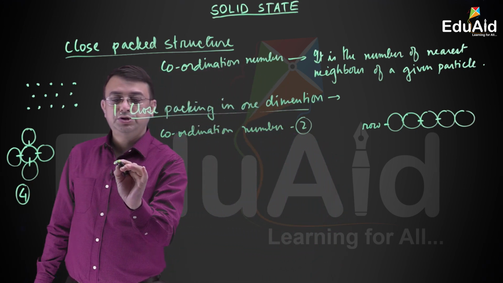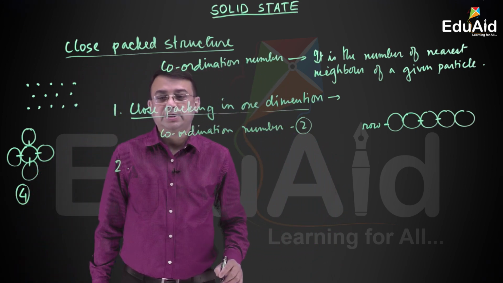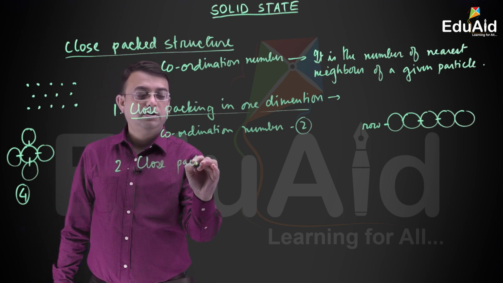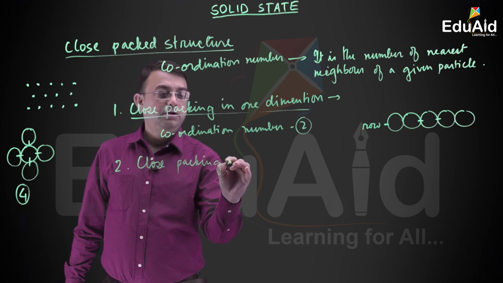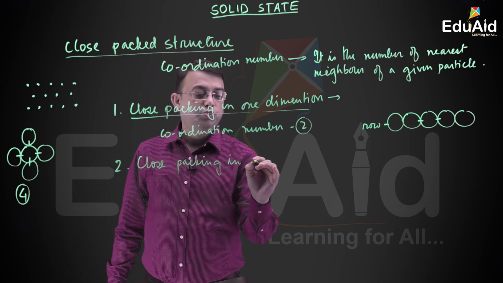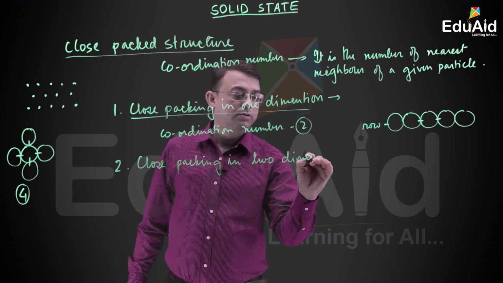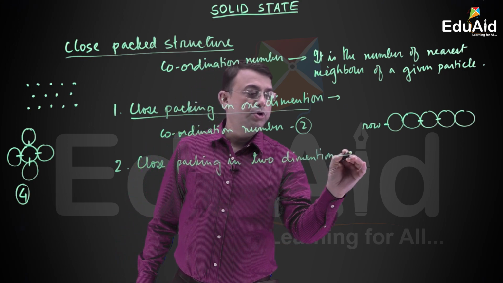Number 2 is the second type of close packed structure. Close packing in two dimension. Close packing in two dimension.